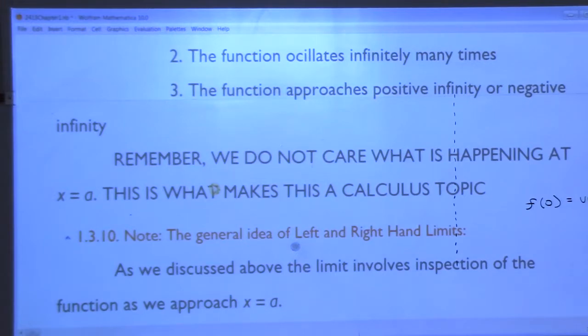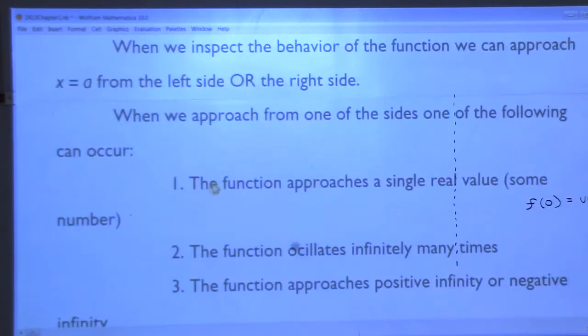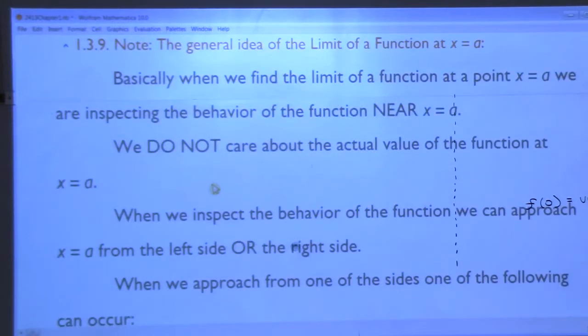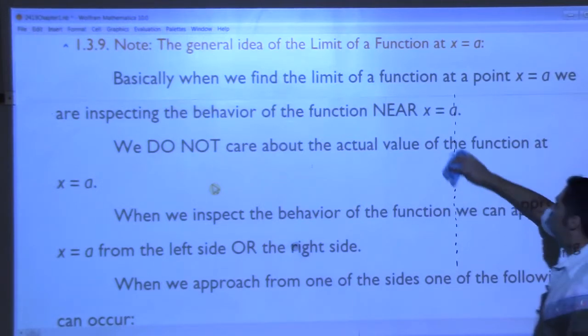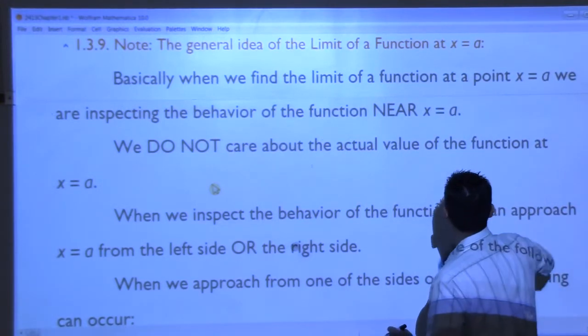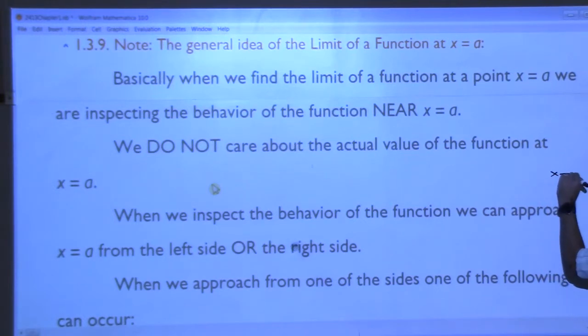Okay, so this is in here. I kind of went a little too fast there. This is the general idea of the limit of a function at some value x equals a. So when I say x equals a, what I mean is, in all these problems we've been doing, like x approaches 2, x approaches 0, right? This number right here is a.